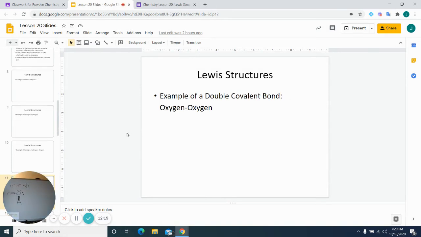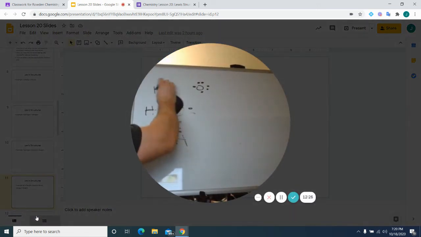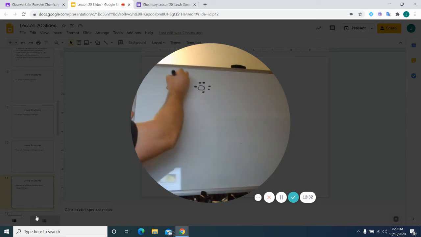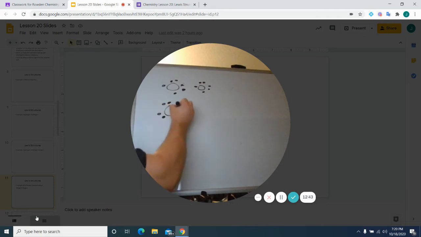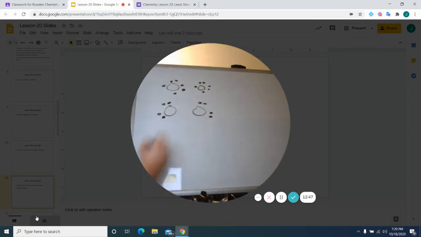So let me show you a double bond. This is going to be an oxygen bonding to an oxygen. So let's draw another oxygen on here. So let's draw the oxygen. 1, 2, 3, 4. And then if I draw my other oxygen right here, 1, 2, 3, 4. And then let's draw the unpaired electron. There's one there and one there.